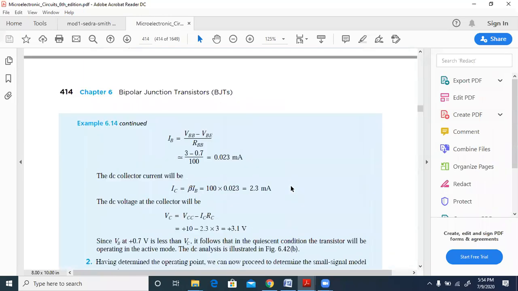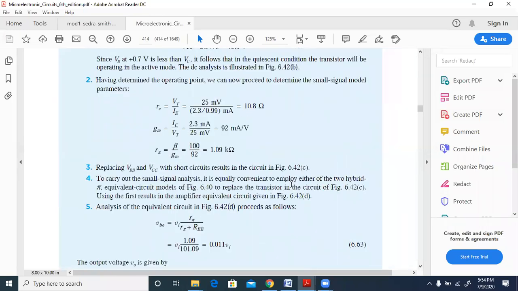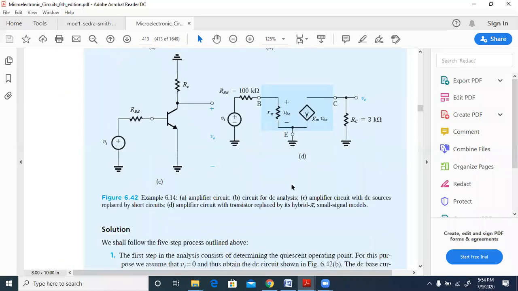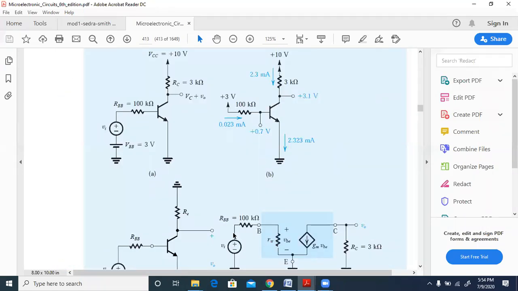So add both of them, 101.09. That will be the value, the current which is flowing through that: VI divided by 101.09. 100 plus 1.09 is 101.09. That is the one which will come in the denominator for the current. If you multiply that current by R pi, you will get VPE, right? So that current is IB. IB into R pi will give us the value of VPE.